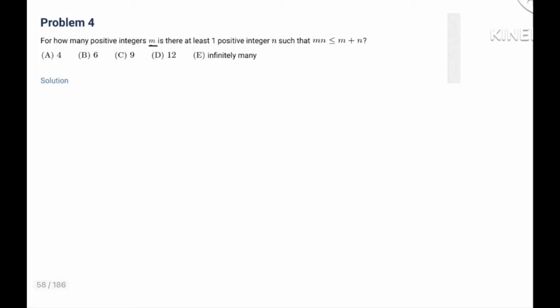Problem number 4. For how many positive integers m is there at least one positive integer n so that mn is less than or equal to m plus n? Okay, so we're wanting to find n, right? Let's solve for n. n times (m minus 1) is less than or equal to m. So n has to be less than or equal to m over (m minus 1), right?